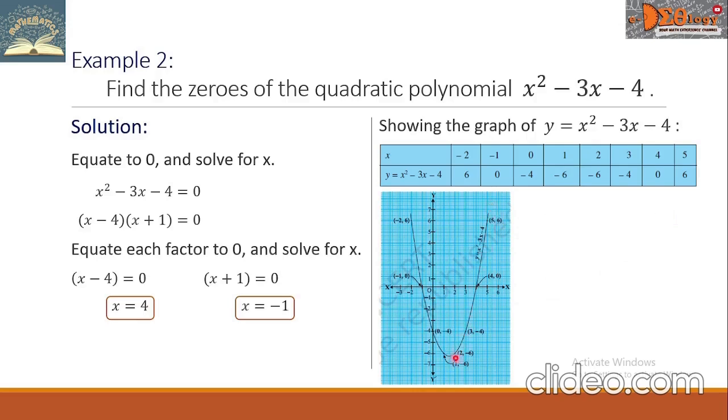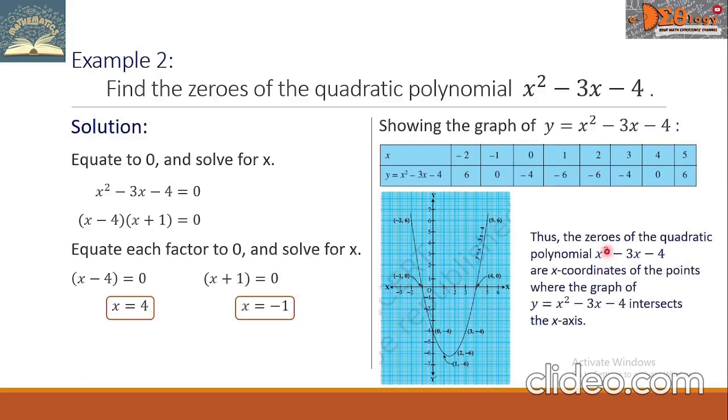So the graph is here. Please observe that the graph touches the x-axis at the point (4, 0), it's here, and (-1, 0). Thus, the zeros of the quadratic polynomial x squared minus 3x minus 4 are the x-coordinates of the points where the graph of y equals x squared minus 3x minus 4 intersects the x-axis.